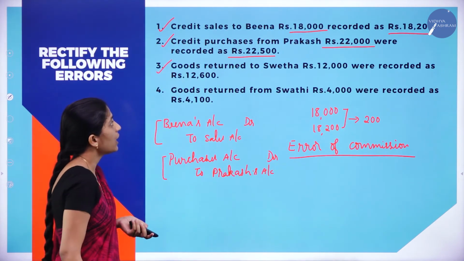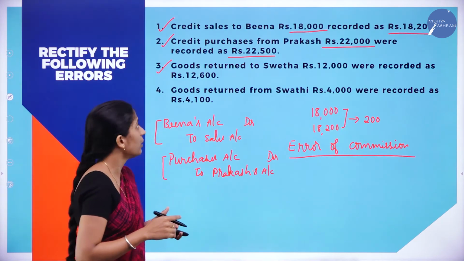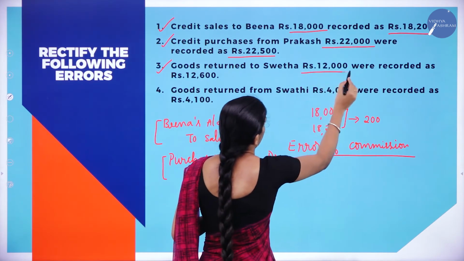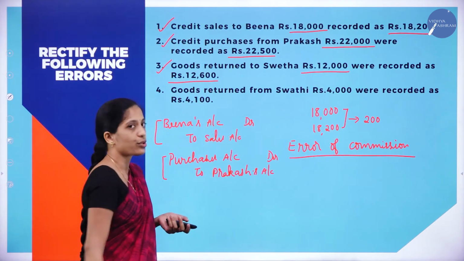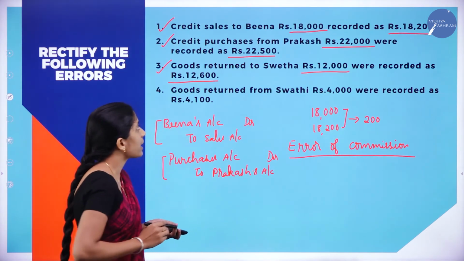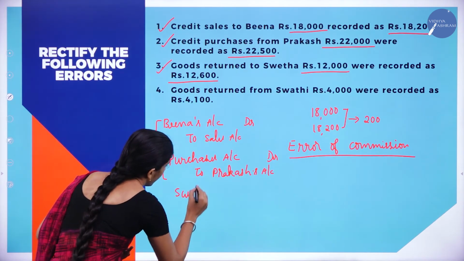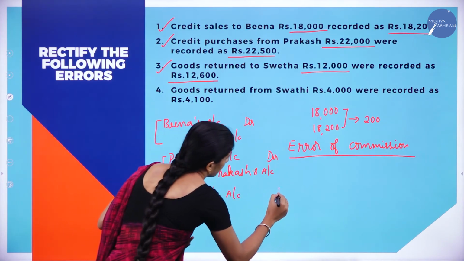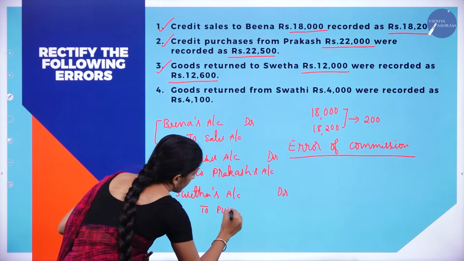That is third one, goods returned to Shweta, rupees 12,000 were recorded as 12,600. So, actual amount is 12,000, but they have wrongly entered it as rupees 12,600. Now, what is the journal entry? Goods returned to Shweta. So, correct journal entry is Shweta's account debit to purchase returns account.